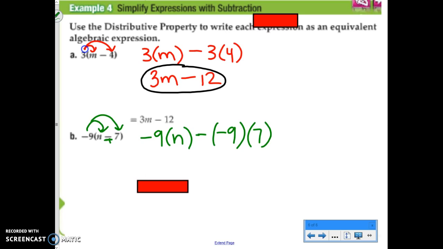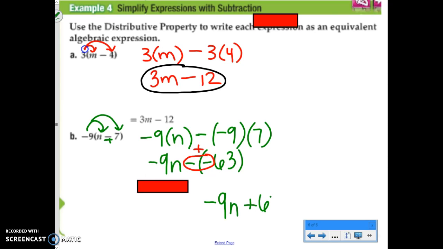Well, negative 9 times n gives me negative 9n. And if I subtract negative 9 times 7, that gives me a negative 63. You should be able to recognize now that you have a negative and a negative directly next to each other, which cancel out and make it positive. So my final answer would be negative 9n plus 63. Once again, because these are not like terms, I cannot combine them.